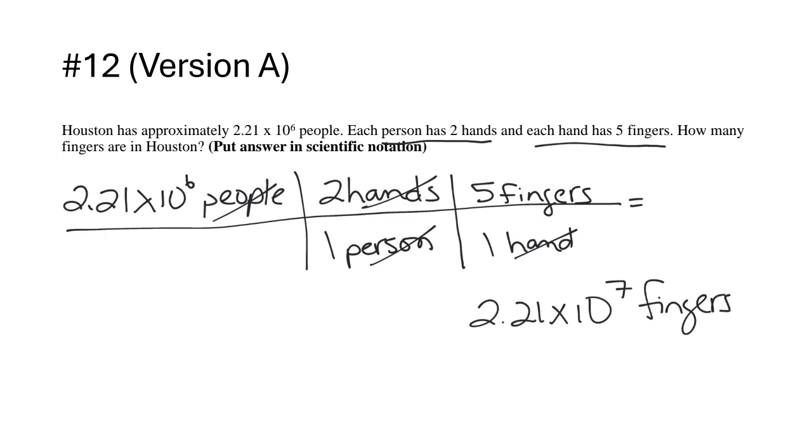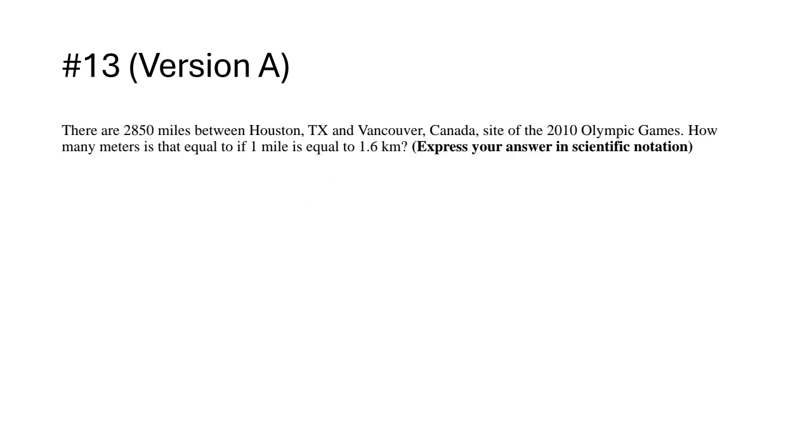And hopefully, some people did. I think I did have one person put 2. Once again, the same thing. It is your measurement that gives you significant digits, not the conversion factors. Okay, this one is number 13 on version A.